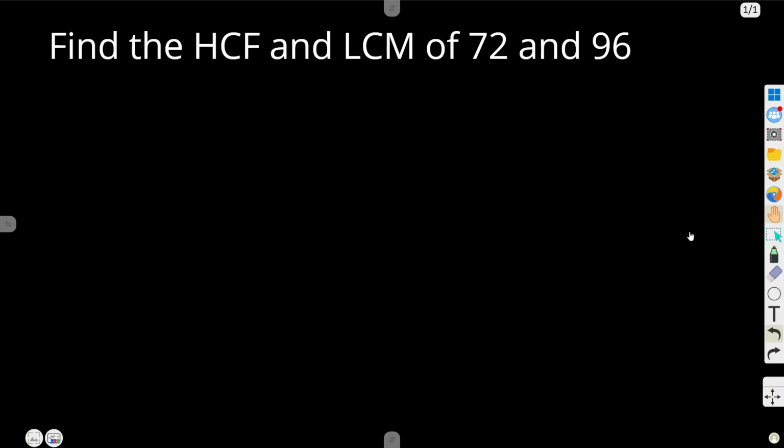So we want to work out the HCF and the LCM of both 72 and 96. What you may want to do is first of all find the HCF of both numbers. So let's begin. We have 72 here, and we will split it into two numbers that multiply to give 72, but one of them must be a square number. So that'll be 2 and 36.